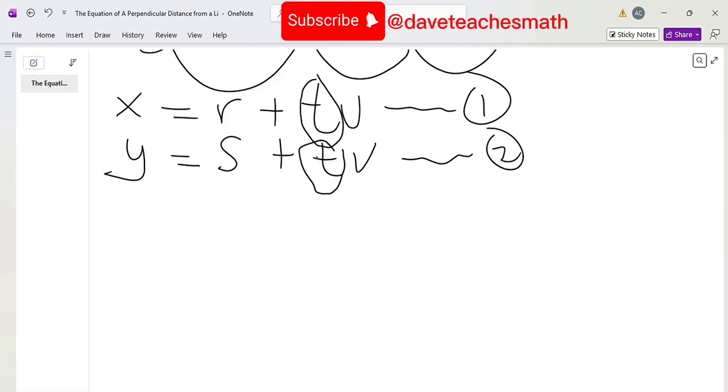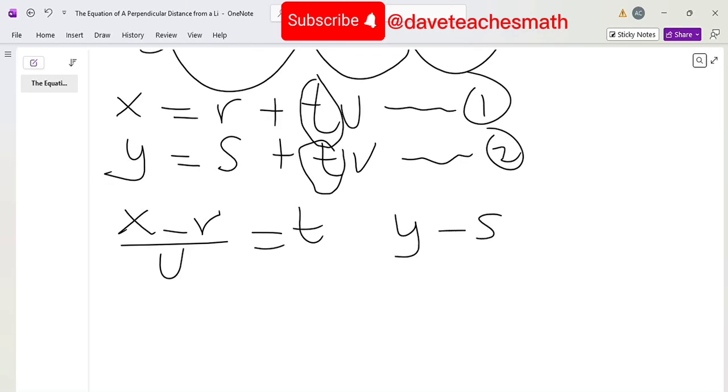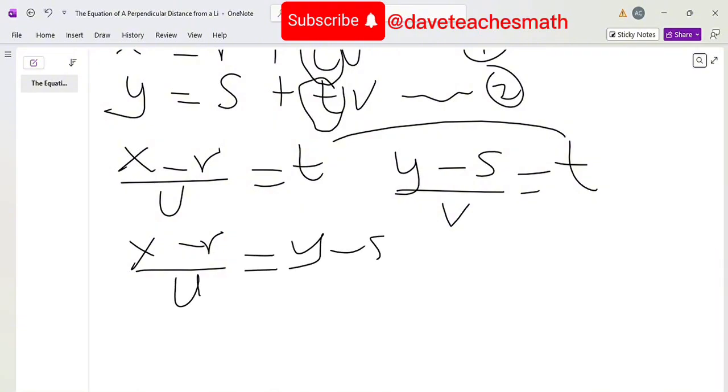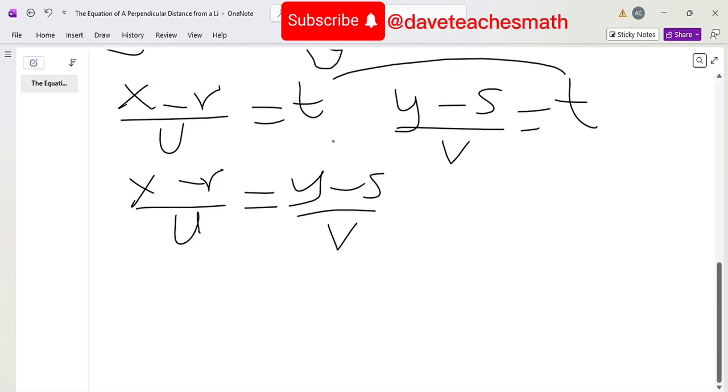Alright, so we are going to have (x - r)/u = t, and then we also have (y - s)/v = t. So let's equate the t's to each other. So we are going to have (x - r)/u = (y - s)/v. Alright, and we are looking to convert this into the form ax + by + c.